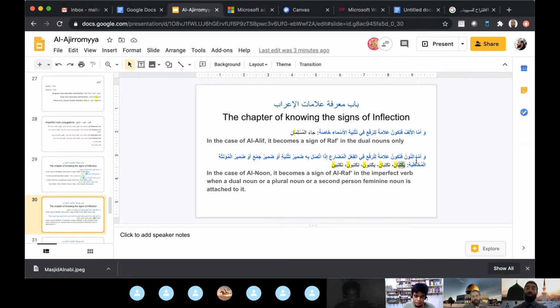And then the next sign that the author mentions, وأما النون فتكون علامة للرفع في الفعل المضارع إذا اتصل به ضمير تثنية أو ضمير جمع أو ضمير المؤنثة المخاطبة. In the case of a noon, it becomes a sign of rafa in the imperfect verb when a dual pronoun or a plural pronoun or a second person feminine pronoun is attached to its end. Now this is what we have been talking about. This is actually what Brother Muhammad answered.